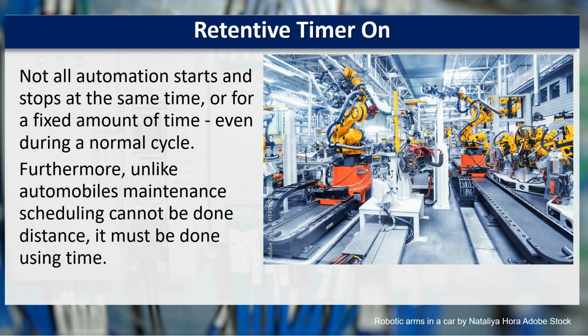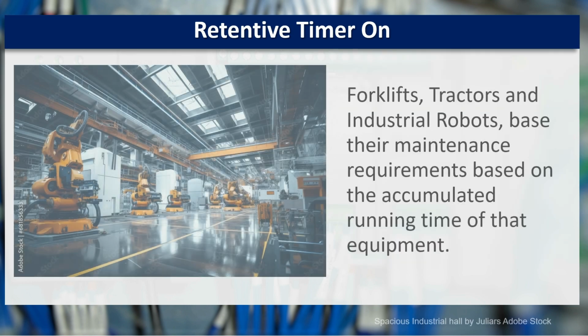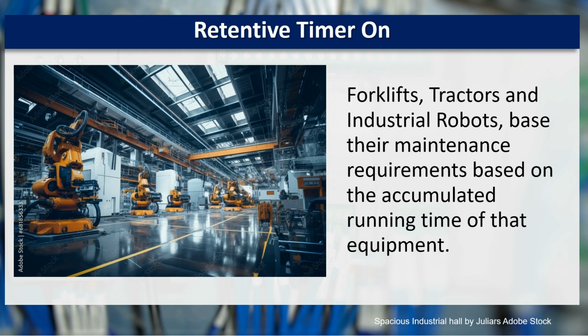Not all automation starts and stops at the same time, or for a fixed amount of time, even during a normal cycle. Furthermore, unlike automobiles, maintenance scheduling cannot be done by distance and must be done using time. Forklifts, tractors, and industrial robots base their maintenance requirements on the accumulated running time of that equipment.